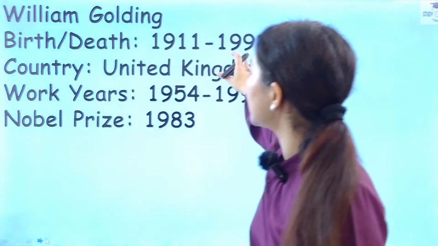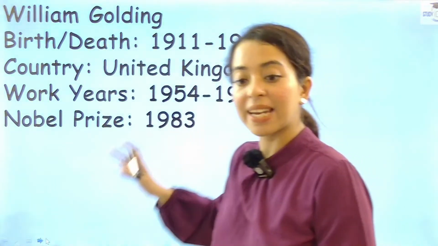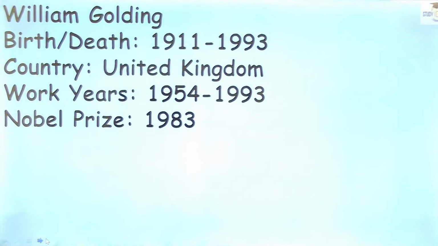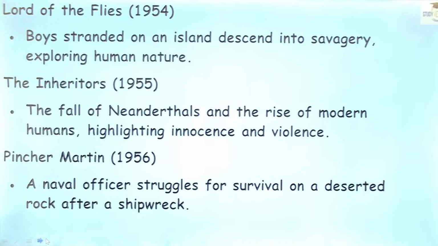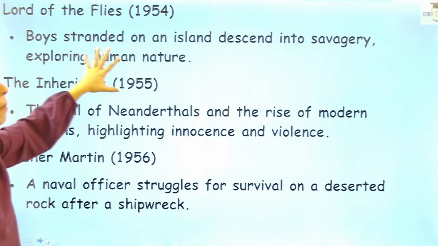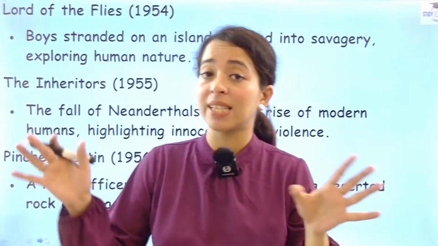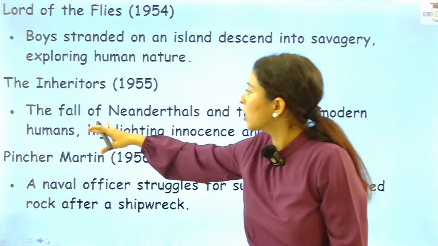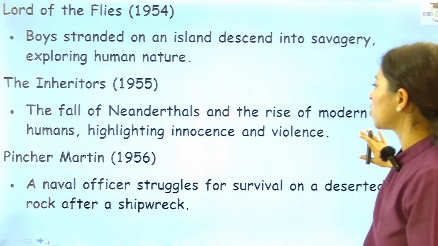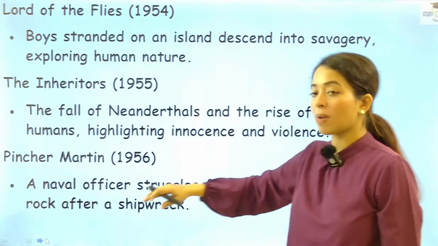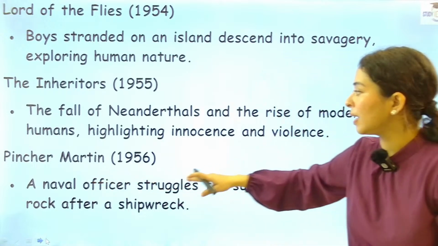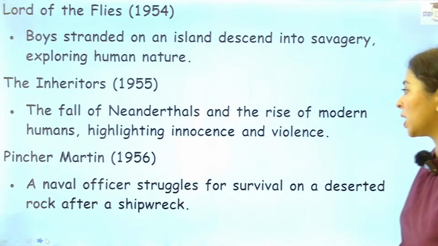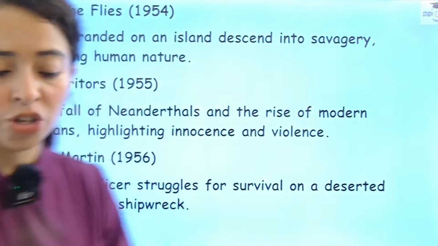Okay, yeah. All right, so going ahead with this, William Golding, these are the Nobel Prizes 1983. Okay, William Golding के कौन-कौन से work है? The Lord of the Flies, very famous work, 1954. Boys are stranded in an island, कैसे वहाँ से escape करते हैं उसके बारे में है. Lord of the Flies, The Inheritors, The Fall of Neanderthals and the Rise of Modern Humans. Then there's Pincher Martin, that is 1956. A naval officer struggles for survival on a deserted wreck after a shipwreck.